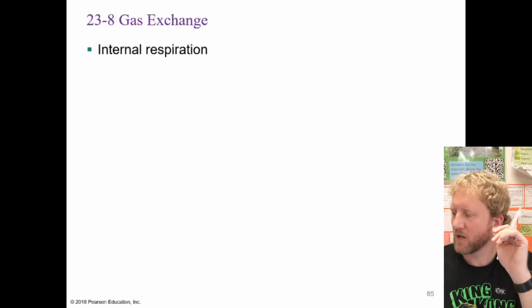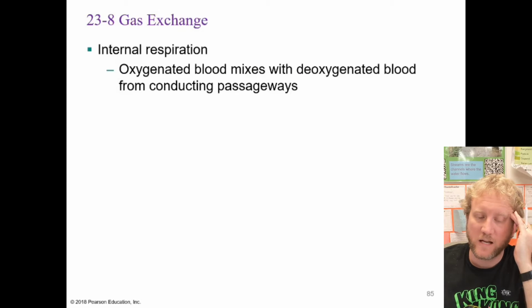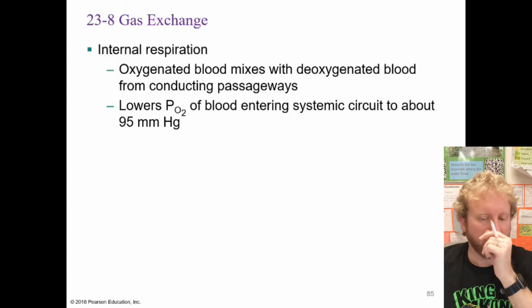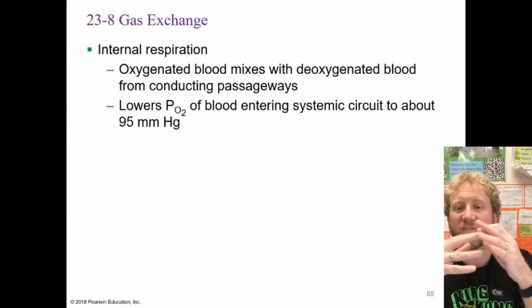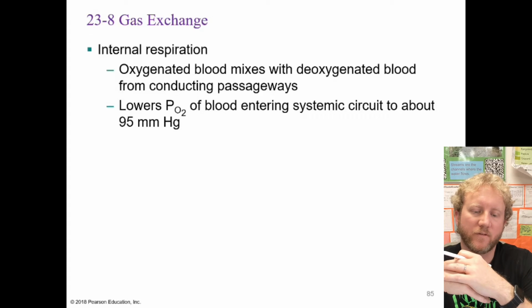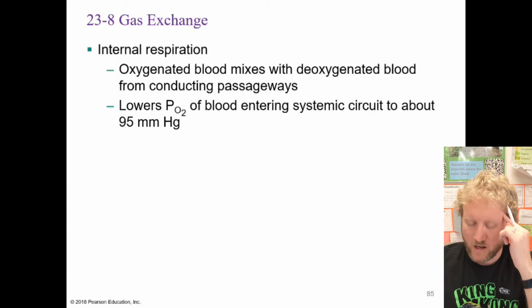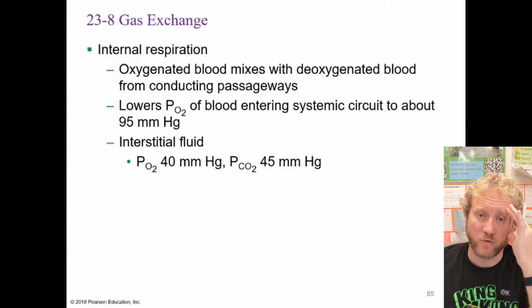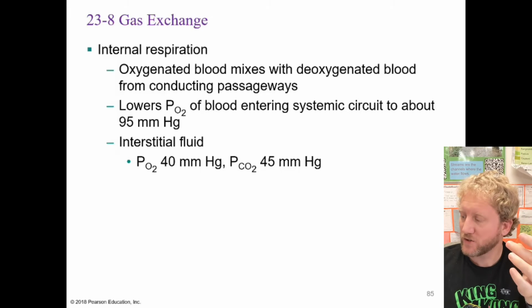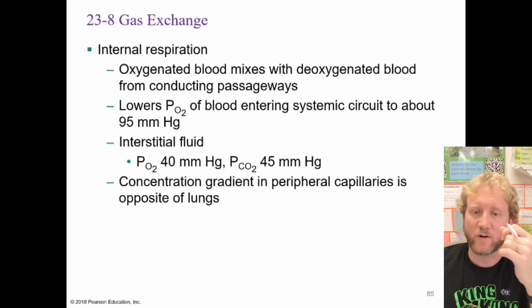Internal respiration: oxygenated blood and deoxygenated blood are going to mix in the conducting pathways. The blood entering the systemic circuit is going to have lower partial pressure of oxygen as a result, down to about 95 millimeters of mercury. In the interstitial fluids, the partial pressures are going to be the same as what we saw in the venous partial pressures. And so that's going to set up a concentration gradient in the peripheral capillaries.